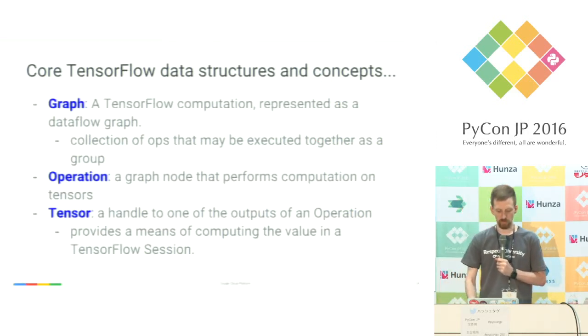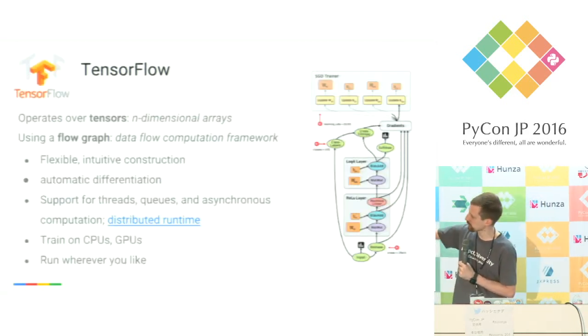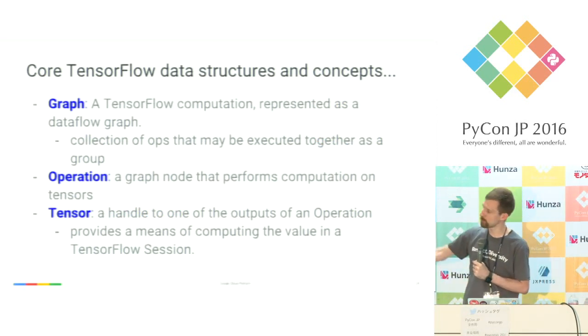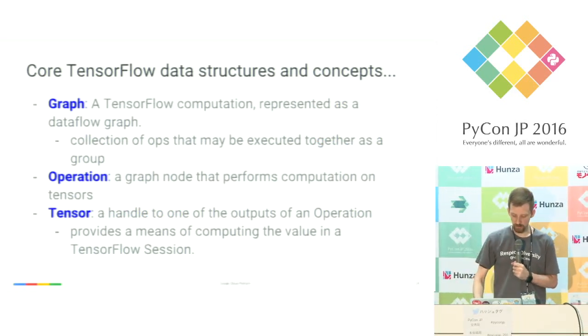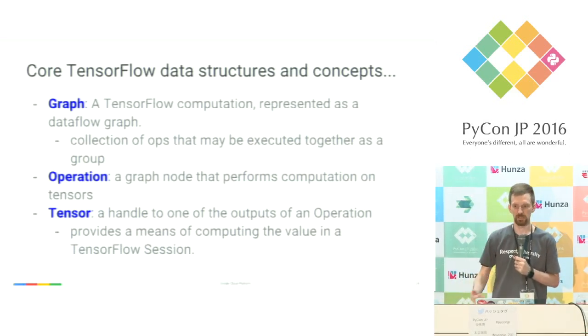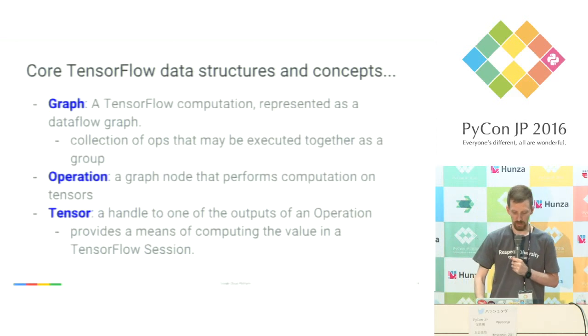Some of the core concepts are graphs, operations and tensors. A graph represents this kind of graph structure with all of the operations inside of it. Operations make up the graph, so they're basically a node in the graph. And then the tensors are the data structures that you are passing between the different operations in the graph. So this is where we get the idea of TensorFlow. We have a tensor that is flowing through different operations within the graph.